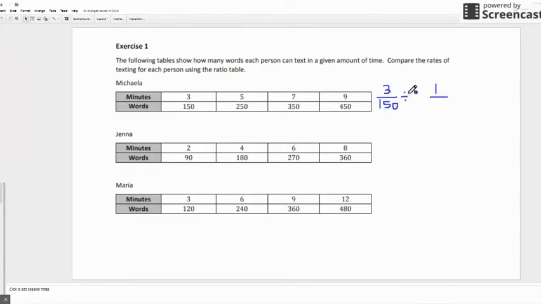So if I divide 3 by 3, that gives me 1, because 3 divided by 3 is 1. 150 divided by 3 is 50.